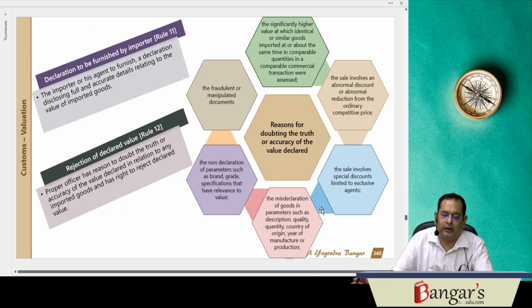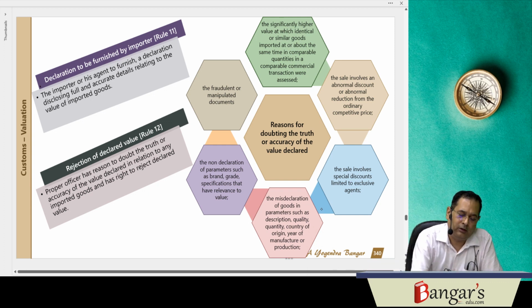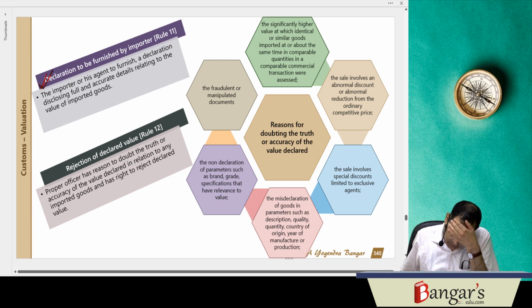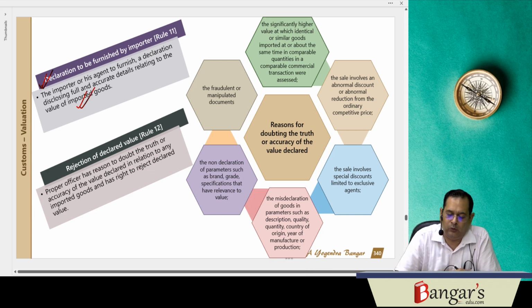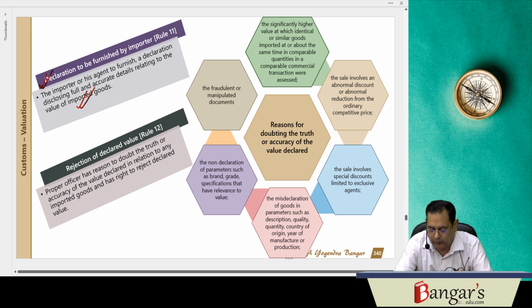Then rule 10 is what we have already discussed, about the costs and services. Rule 11 is the declaration by the importer. This is a theoretical one. The importer or his agent shall furnish a declaration disclosing full and accurate details relating to the value of the imported goods. And the custom officer has the power to satisfy himself about the truth or accuracy of the value so declared and the information presented. If subsequently found that the valuation is not proper or the information is not correct, then the goods are liable for confiscation and other penal action can be taken.